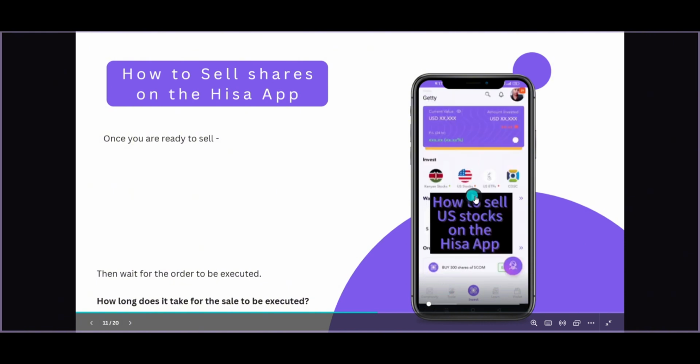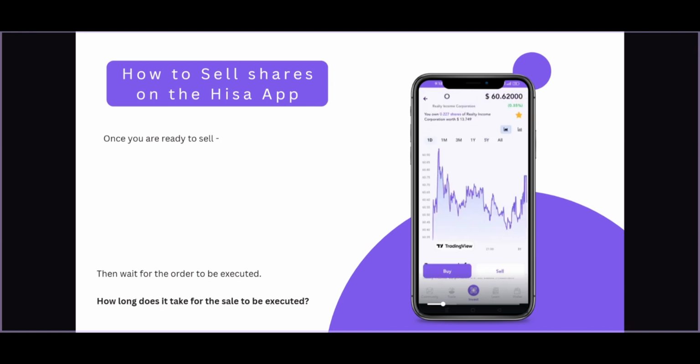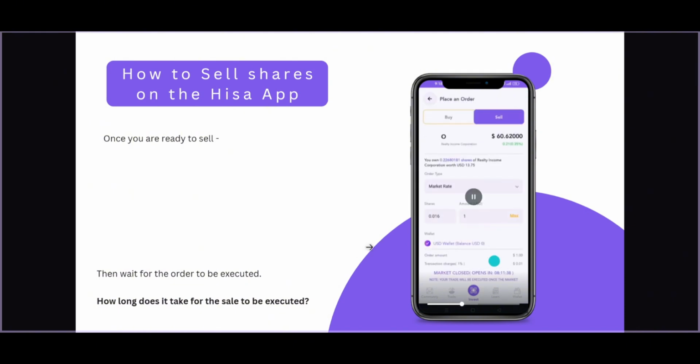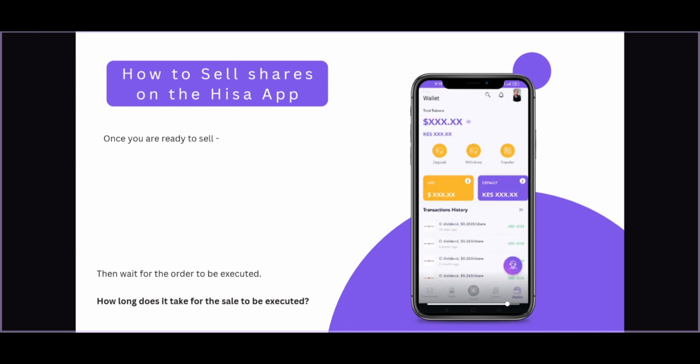How to sell US stocks on the Hisa app. On the invest page, tap the purple section. This will take you to your portfolio. Tap the stock that you want to sell, then tap sell on the new page. You will scroll down to see the order amount, the transaction charges, and how much you are set to receive. So tap sell, and once the order is executed and settled, the amount will show up on your wallet in the USD wallet. That's it.